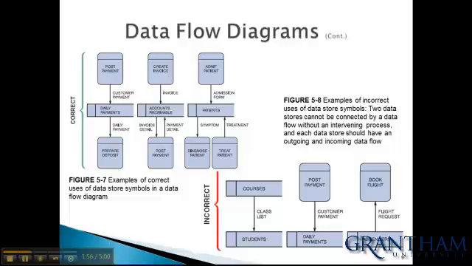Here you also have a post-payment process going into daily payment. You can't have that because you don't have an intervening process, and that's the case with both book flight and the passenger data store.